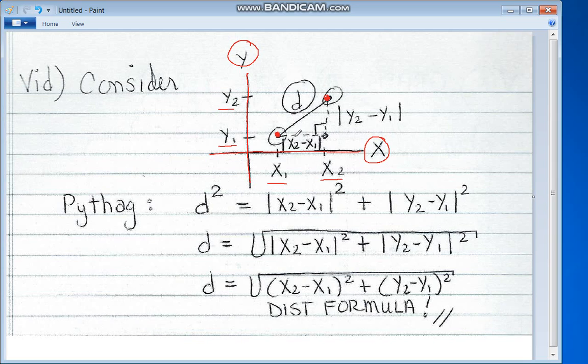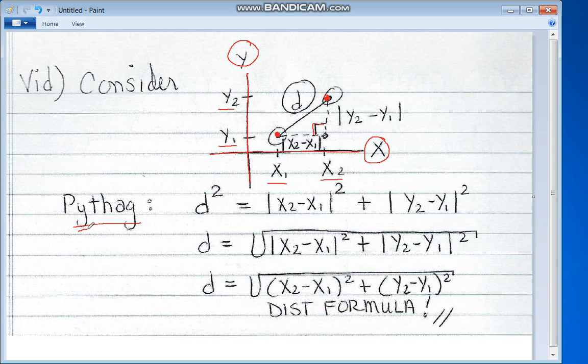We call it d. We draw the lower leg, and that distance is described by the absolute value of x sub 2 minus x sub 1. And then we draw the vertical leg of the triangle, and that distance is described by the absolute value of y sub 2 minus y sub 1. It's a right angle that's made right here between those two legs. So what we have is a right triangle.